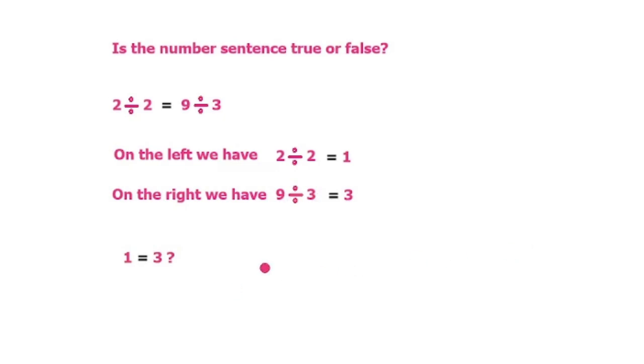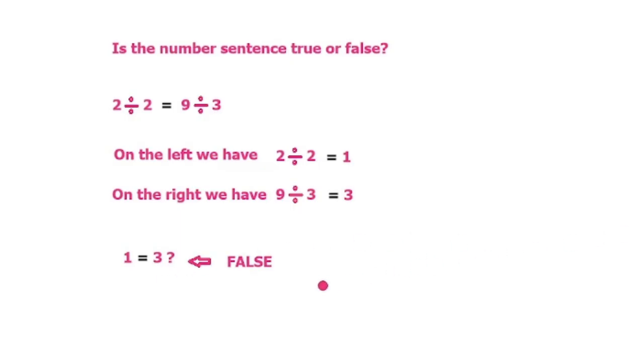So we would put a 1 here on this side, because that's what this equals. And then we would put a 3 on this side of the equal sign, because that's what this equals. And does 1 equal 3?